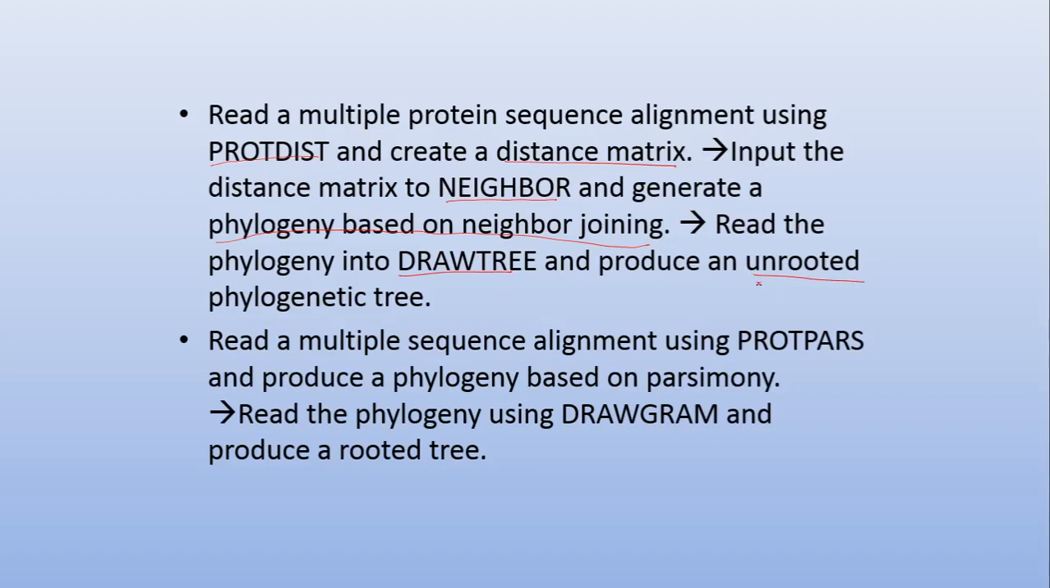Or the other way around, you can read the multiple sequence alignment using protpars and produce a phylogeny based on parsimony. Once you have a parsimony based tree, you can use drawgram and generate a rooted tree. So there is flexibility in using these computer programs. It is not like they are to be used in a specific way. You can mix and match according to your need, right?